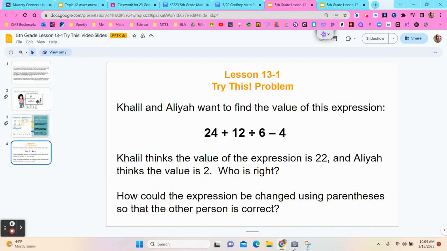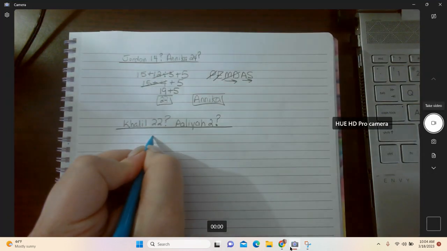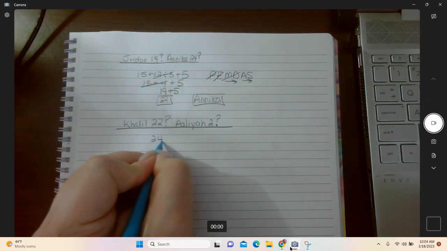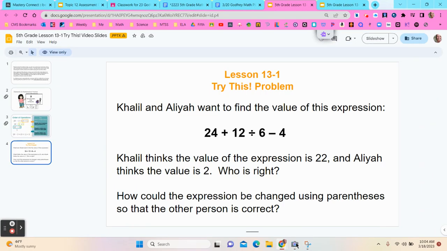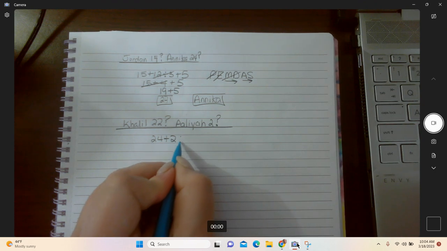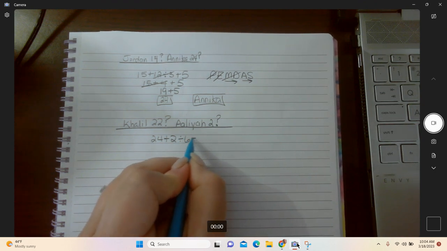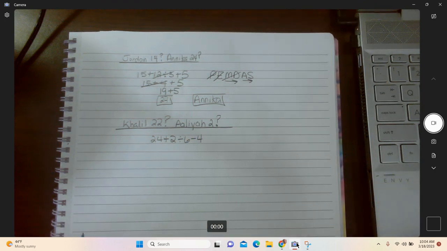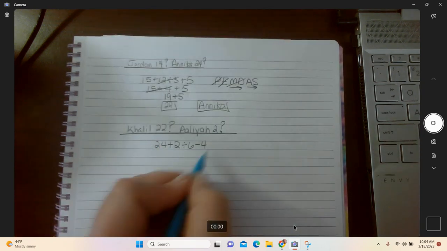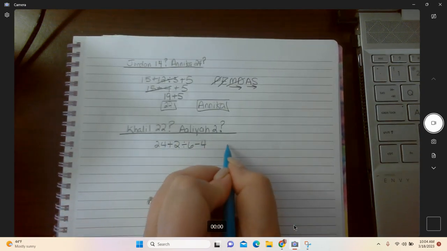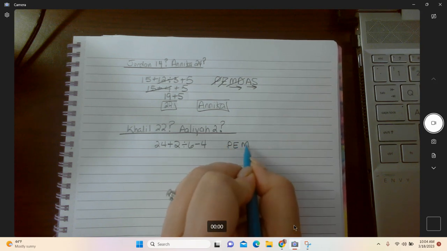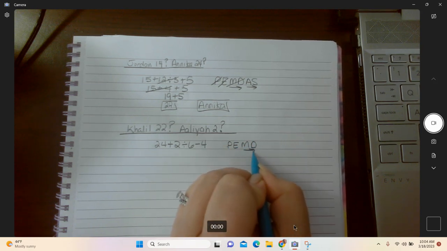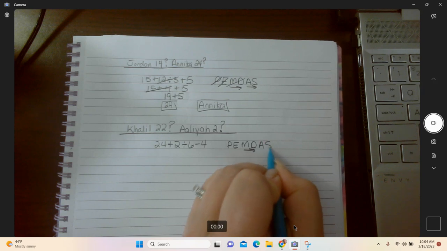Copy it down. 24 plus 12, because of my old lady brain, I'm only going to do it a little at a time. Divided by 6 minus 4. All right, and I know I need to use PEMDAS because I have a longer expression. So P-E-M-D-A-S, please excuse my dear Aunt Sally, left to right.